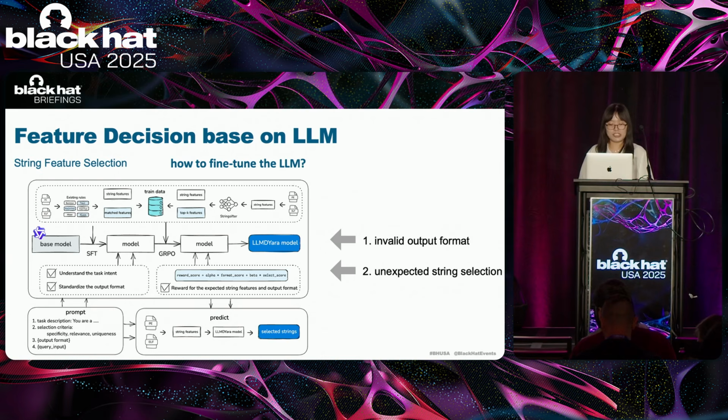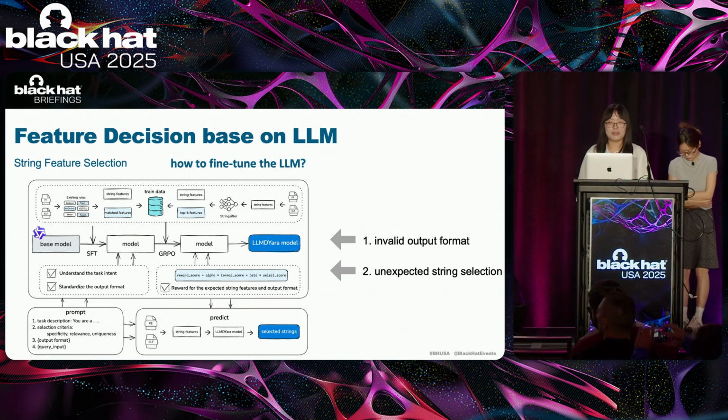After feature filtering, we expect the large model to provide decision-making information for rule generation. For strings, we ask the large model to select the top key useful features for rule generation. However, our tests show the large model is not good at such specific tasks, so how do we fine-tune the large model? First, we can construct a database using YARA rules accumulated over the past years and select many strings from the benign samples.